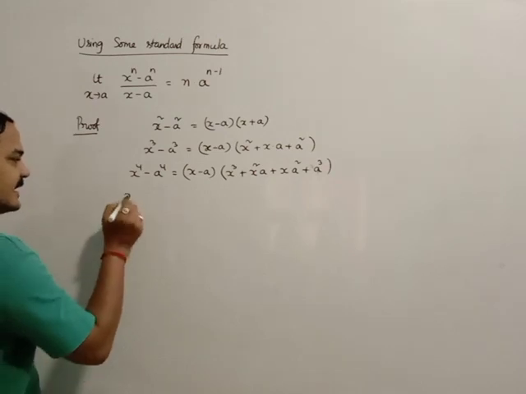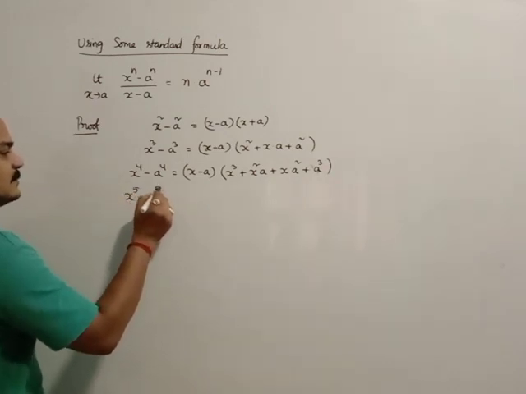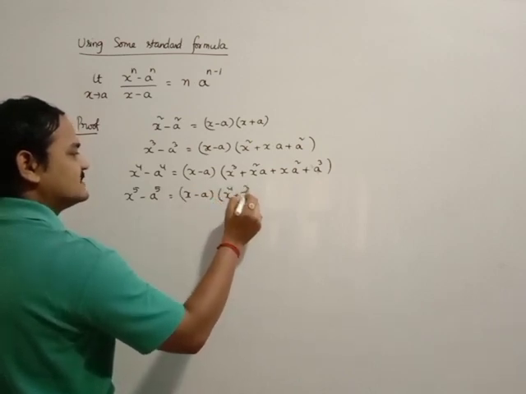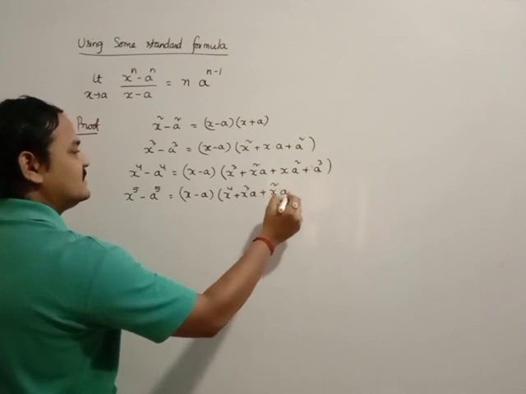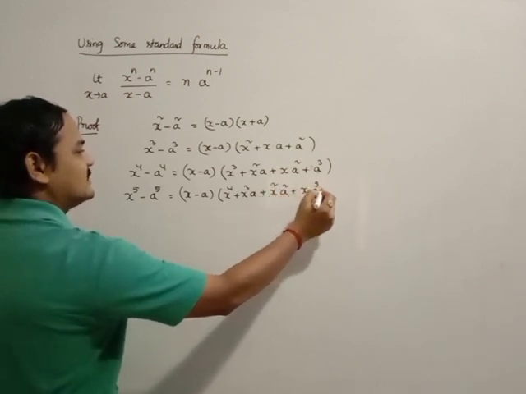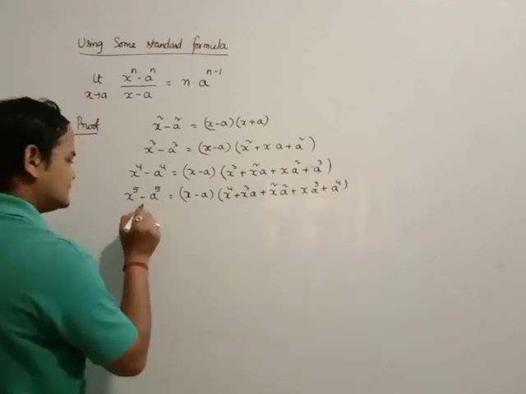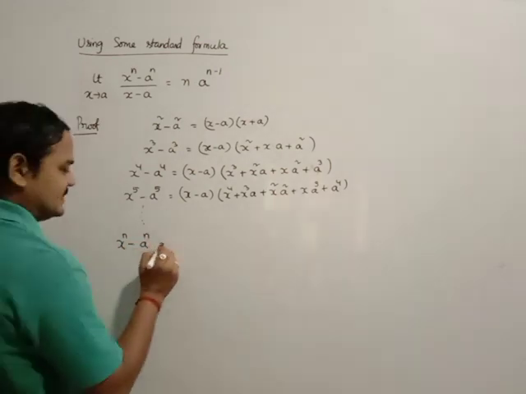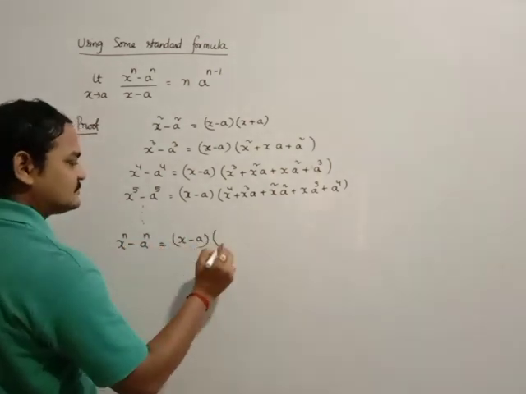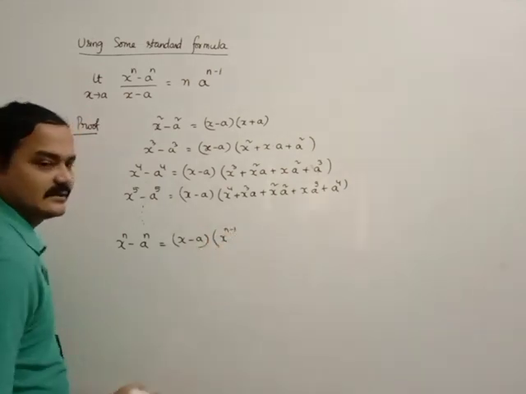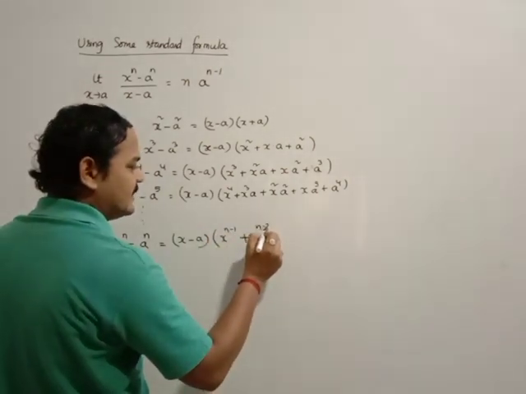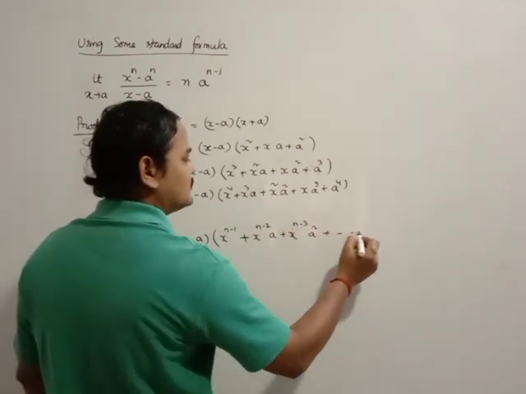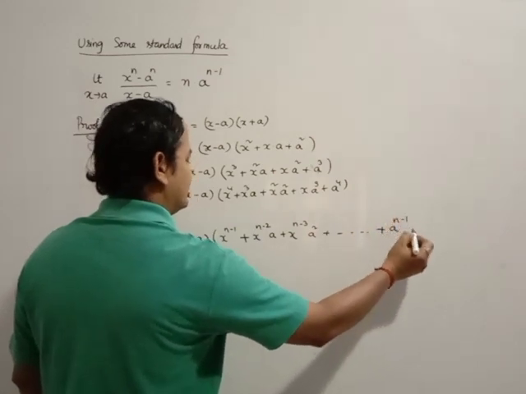Again, I can write the fifth power. x to the power of 5 minus a to the power of 5 is (x minus a) into (x to the power of 4 plus x cube into a plus x square into a square plus x into a cube plus a to the power of 4). Similarly, I can write x to the power of n minus a to the power of n as (x minus a) into (x to the power of n minus 1 plus x to the power of n minus 2 into a plus x to the power of n minus 3 into a square, and so on). The last term is a to the power of n minus 1.